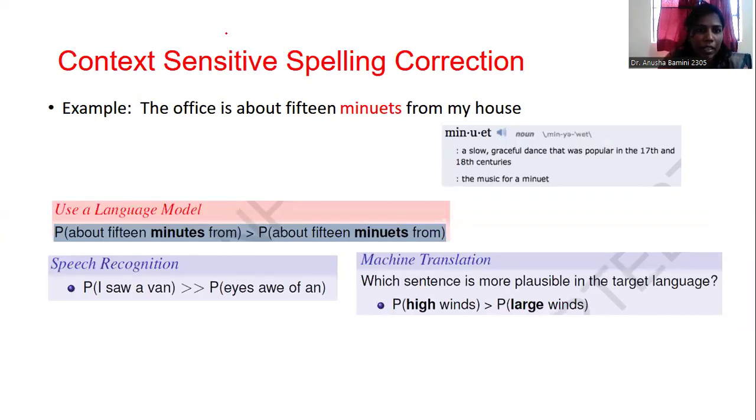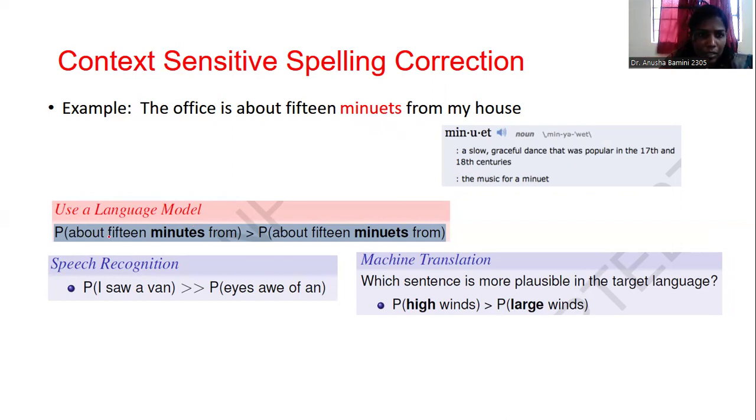Then here, context sensitive spelling correction. Same thing: in which context we are using the particular word. In this kind of storybook, what might be the word is the suggestion the system or model is giving us. The office is about 15 minutes from my house. When I say this statement to Google Voice Assistant, it automatically recognizes it as minutes.